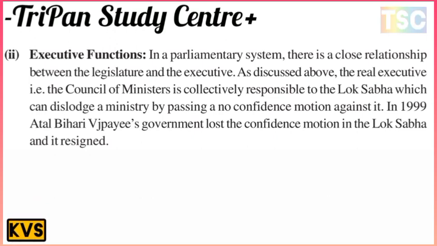In a parliamentary system, there is a close relationship between the legislature and the executive. As discussed above, the real executive, the Council of Ministers, is collectively responsible to the Lok Sabha, which can dislodge a ministry by passing a no-confidence motion against it. In 1999, Atal Bihari Vajpayee's government lost the confidence motion in the Lok Sabha and resigned. That's the most important example here.